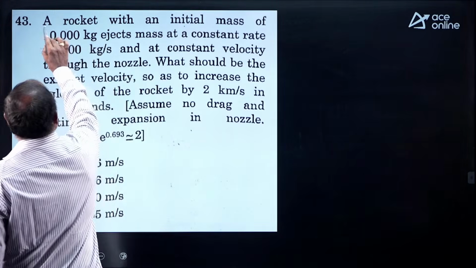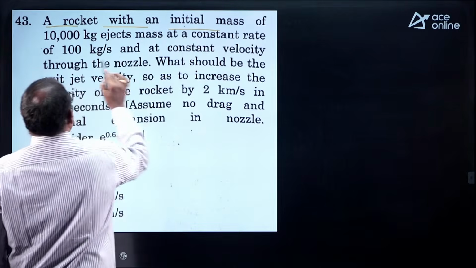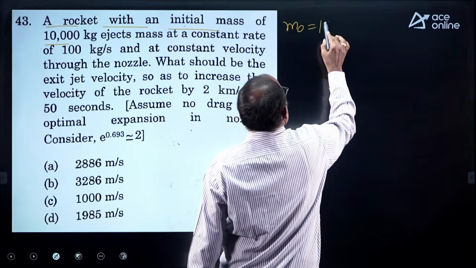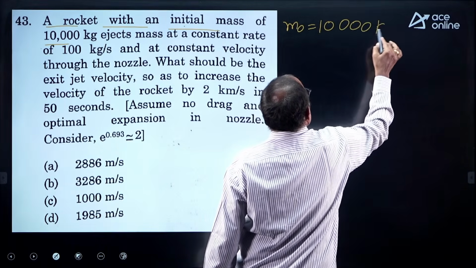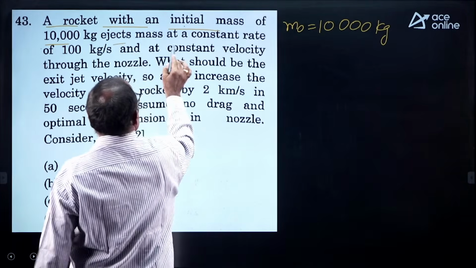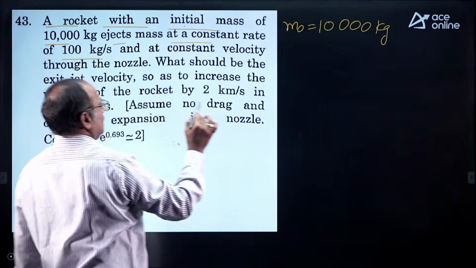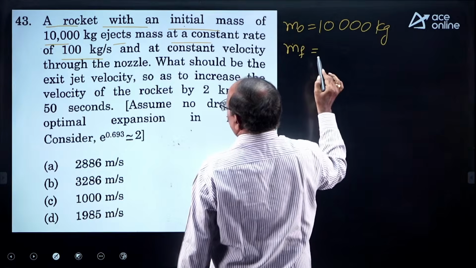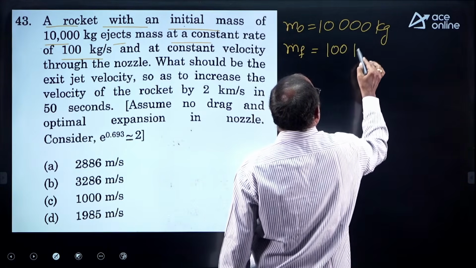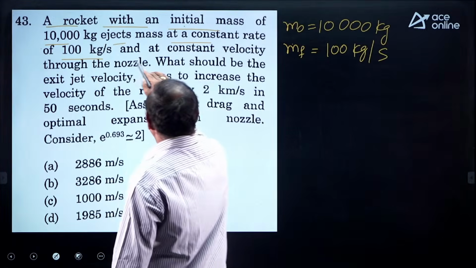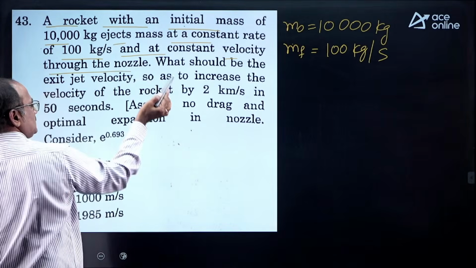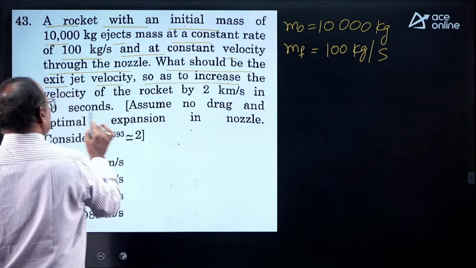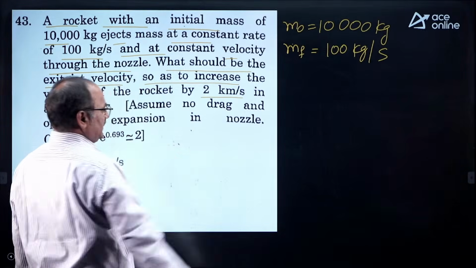It is asking like this: a rocket with an initial mass, let it be m naught, 10,000 kilograms, ejecting mass at a constant rate, the amount of fuel burning or amount of material leaving per second, given as 100 kilograms per second, and at constant velocity throughout the nozzle, what should be the exit jet velocity so as to increase the velocity of the rocket by 2 kilometers per second.